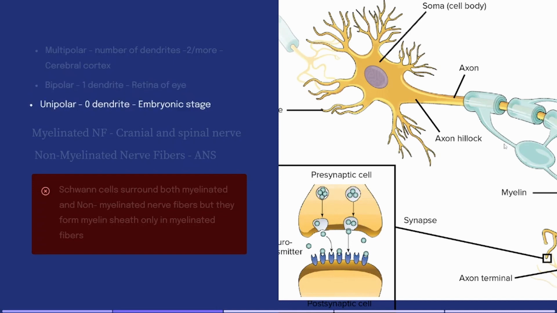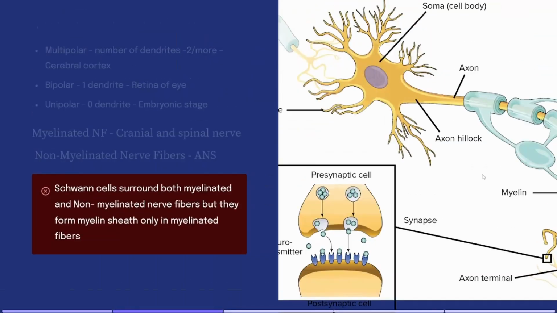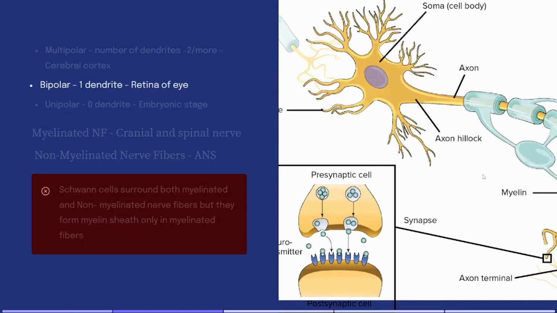Next, there is unipolar. Now the name can be misleading, but it is unipolar and has zero dendrites. It has a cell body and an axon. This is present in the embryonic stage. Remember, bipolar does not have two dendrites. Bipolar has one dendrite and unipolar does not have one dendrite. Unipolar has zero dendrites.